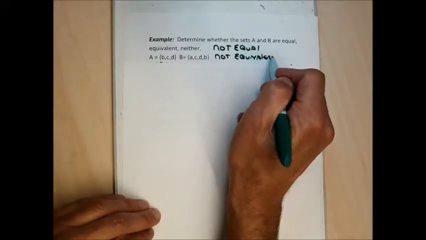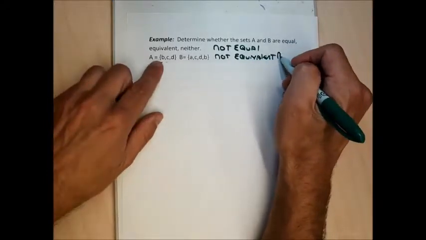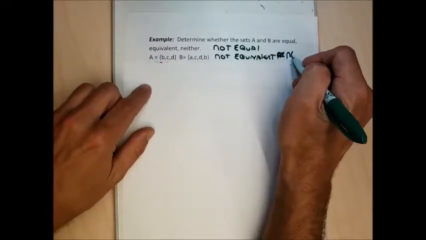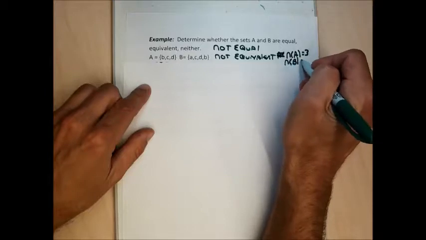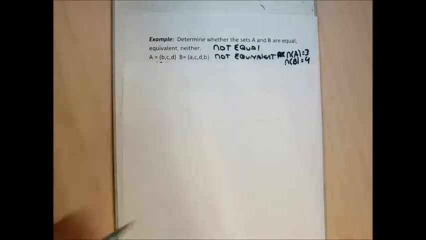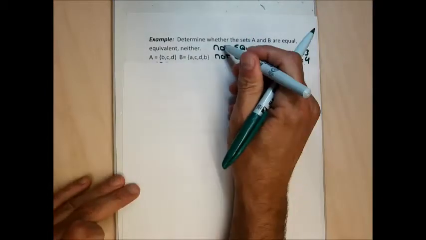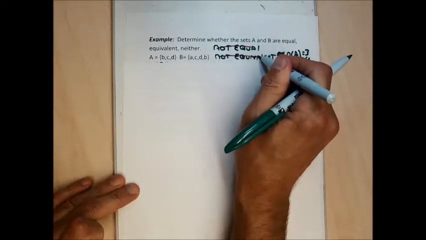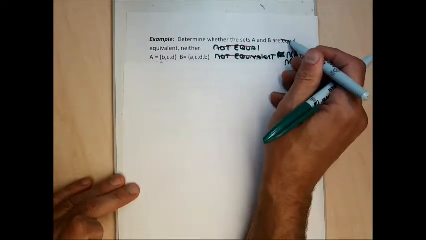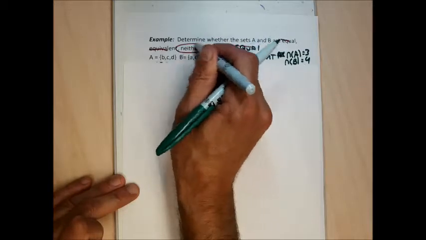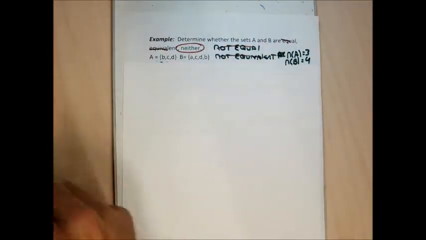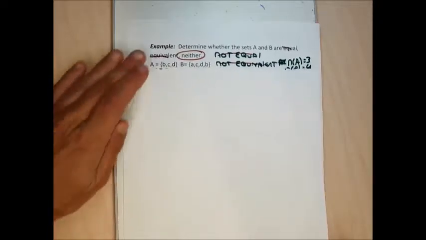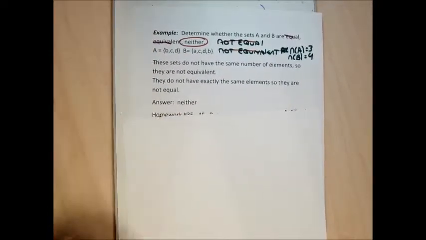Why are they not equivalent? It's because the number of elements in set A is 3, and the number of elements in set B is 4. They don't have the same number of elements, so they're not equal, they're not equivalent, and we're supposed to determine whether they're equal, equivalent, or neither. Because they're not equal and they're not equivalent, they're neither equivalent nor equal. So the answer to this is they're neither.